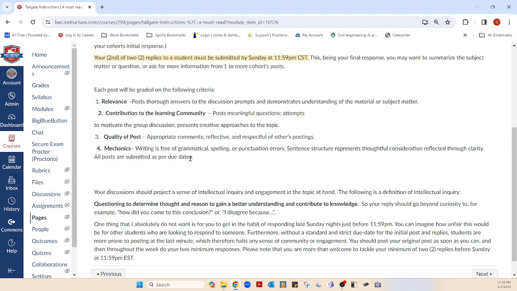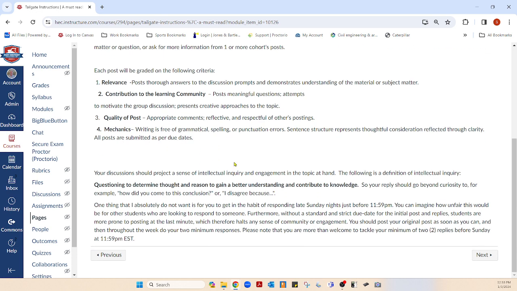All posts are submitted when they're due. Now, those things will be broken down into my rubric, which I don't know if you still have a copy of. I don't know if you ever had a copy of it, but I'll get you a copy. But each post is graded on these attributes, let's call them: that it's relevant, that it contributes to the community, that the post is of high quality, and that it's free of errors, spelling, grammar, capitalization.